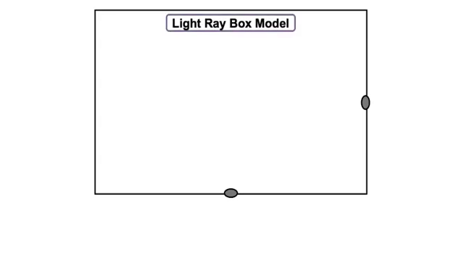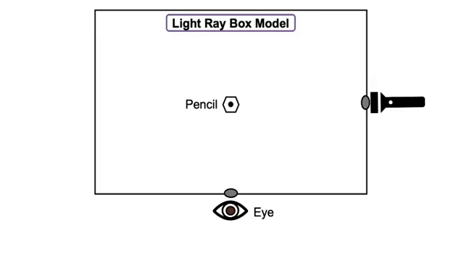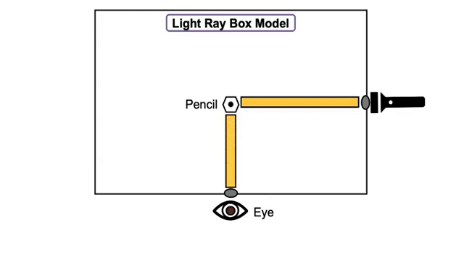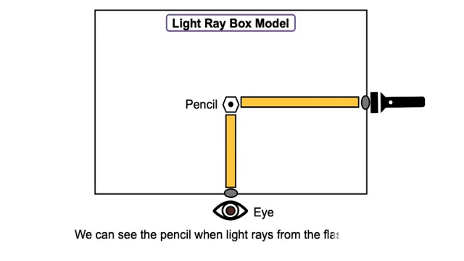Let's create a light ray box model. What should we include? We need a flashlight, pencil, and an eye. Let's show a light ray traveling from the flashlight to the pencil. And then let's show the light ray being reflected from the pencil to the eye. This looks great. Now let's add an explanation. Let's say we can see the pencil when light rays from the flashlight are reflected off the pencil and enter the eye.